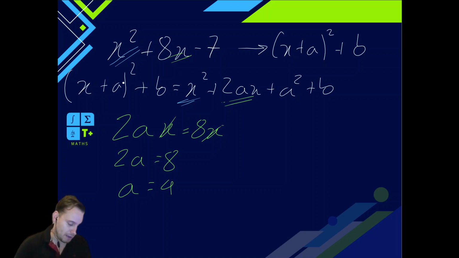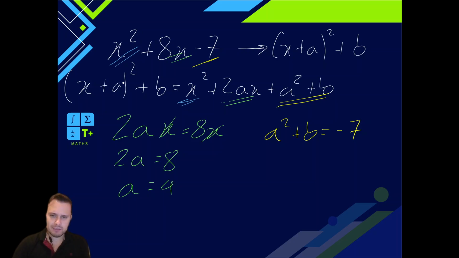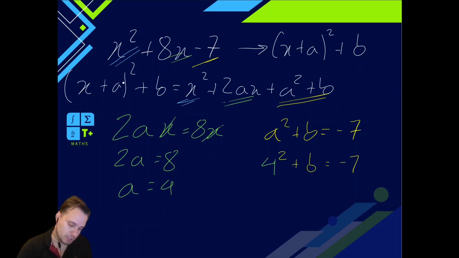And then we have the constant term. In this case, this is negative 7. And here we have a squared plus b. These are the terms that have no x. So a squared plus b has to be equal to negative 7. But the interesting thing is that we already know a, because we have already found it. a is 4. So this is going to be 4 squared plus b is equal to negative 7. This is 16. 16 plus b is negative 7.